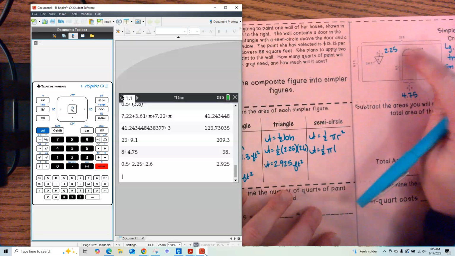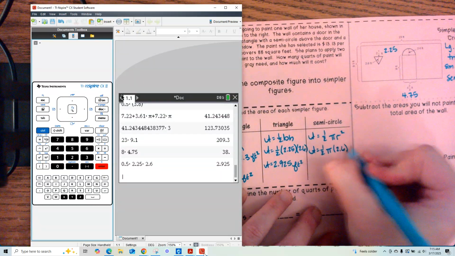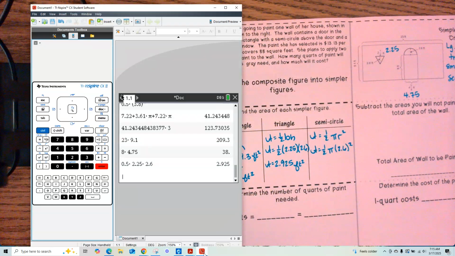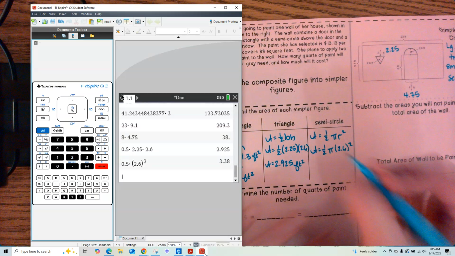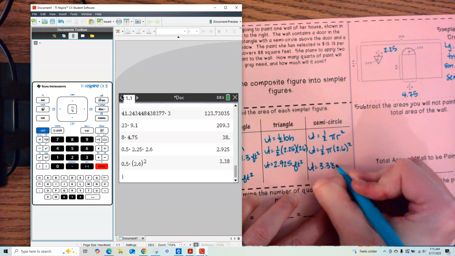And then the semicircle is just half the area of a circle, pi r squared. See how that's halfway across? That's our radius, 2.6. We're going to leave this one in terms of pi. So we're just going to do the half times the 2.6 squared. And that area is going to be 3.38 pi.